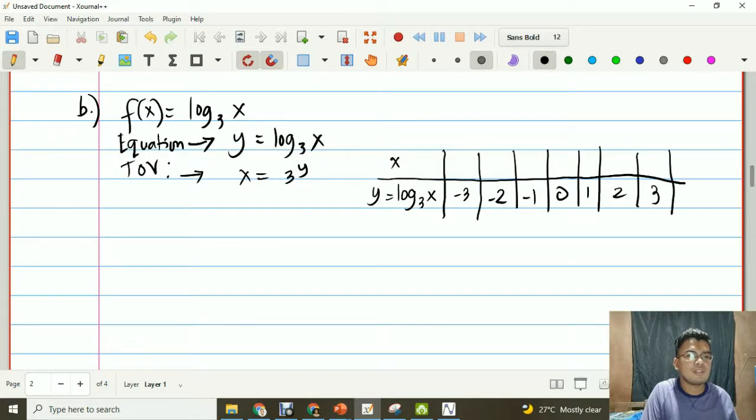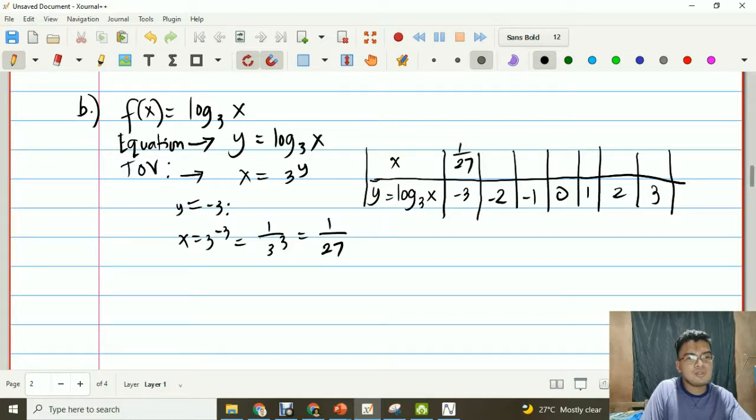So if y is negative 3, then we have x is equal to 3 raised to negative 3. This is equivalent to 1 all over 3 cubed. 3 cubed is equivalent to 3 times 3 times 3, or that is 27. So 1 all over 27.